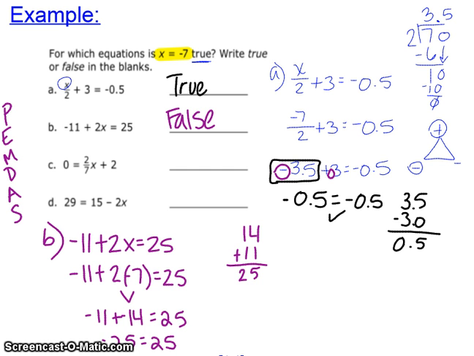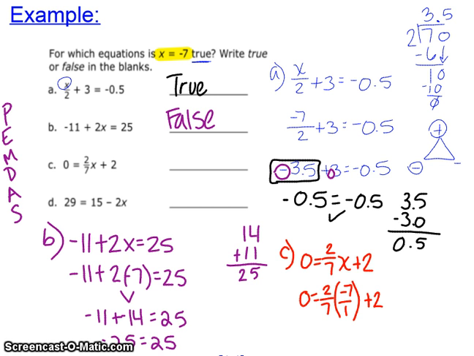So I have letter C. Letter C says 0 is equal to 2 over 7 times x plus 2. So what I have to do is plug in that negative 7 again into my x. So I have 0 is equal to 2/7 times negative 7. Remember, I can change this to a fraction by putting that over 1. And then I add 2.